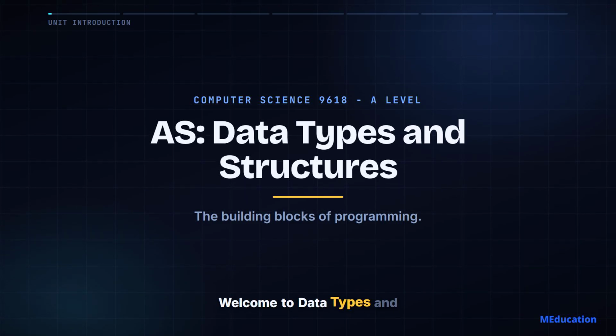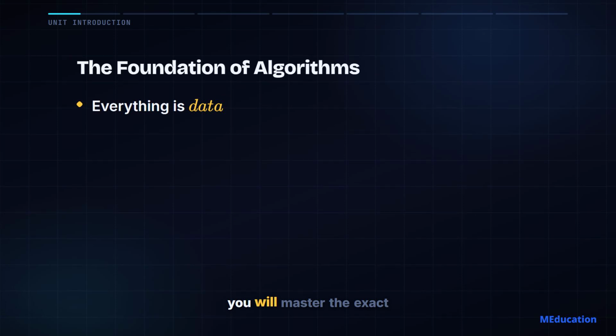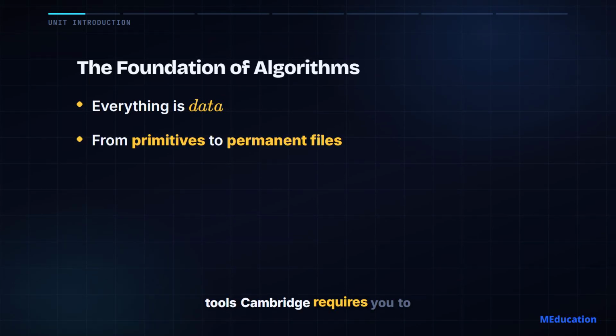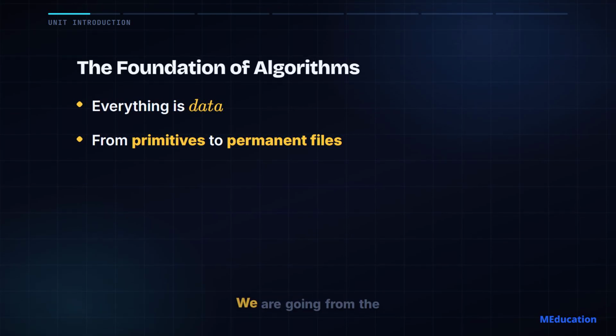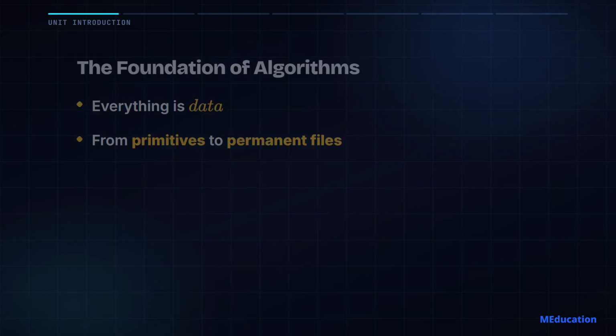Welcome to Data Types and Structures. Every piece of software you have ever used, from a simple calculator to a massive multiplayer game, is just data being moved around in memory. In this unit, you will master the exact tools Cambridge requires you to build algorithms. We are going from the simplest single numbers right up to complex grids and permanent files. This is the absolute foundation of your Paper 2 algorithm design and your Paper 4 practical programming.